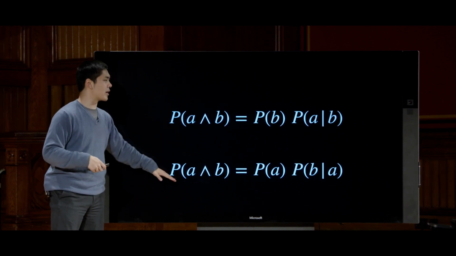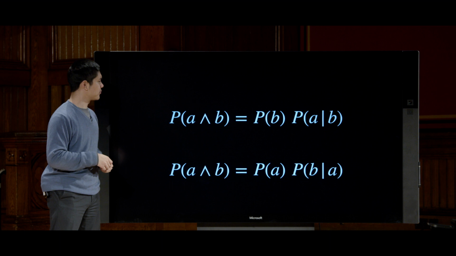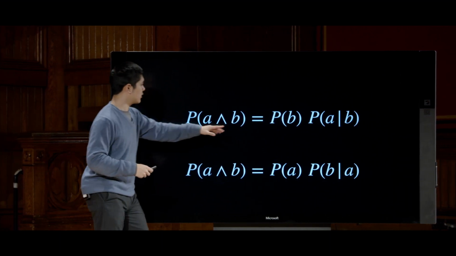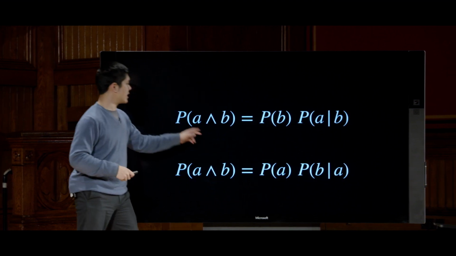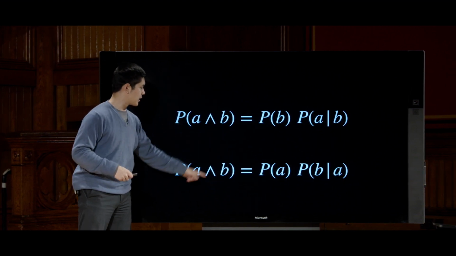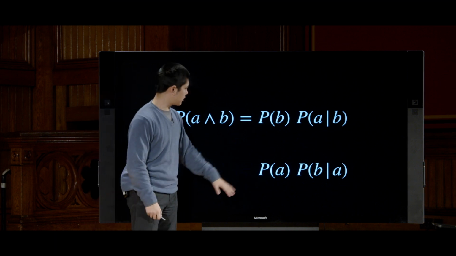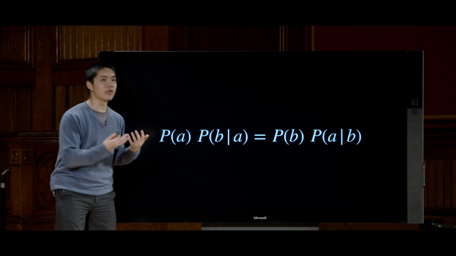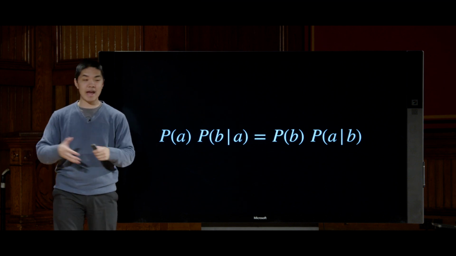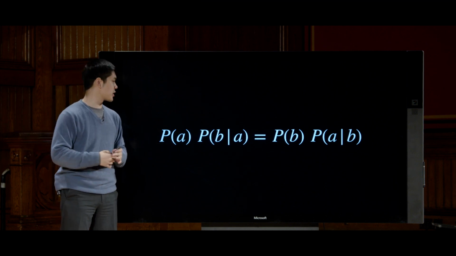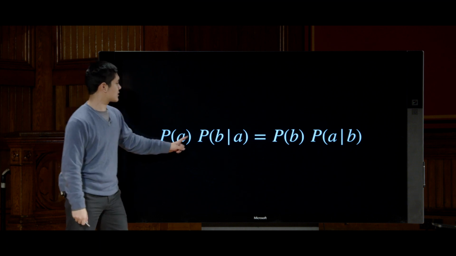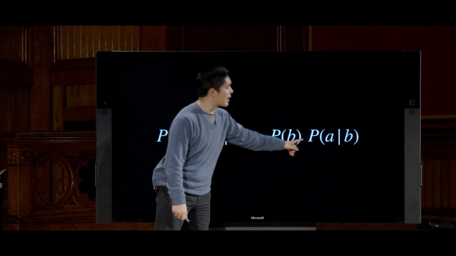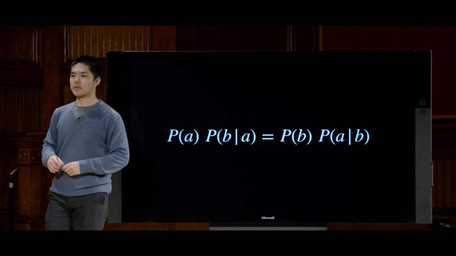So we know that these two equations are already true. We've seen that already. And now let's just do a little bit of algebraic manipulation of this stuff. Both of these expressions on the right-hand side are equal to the probability of A and B. So what I can do is take these two expressions and set them equal to each other. If they're both equal to the probability of A and B, then they both must be equal to each other. So probability of A times probability of B given A is equal to the probability of B times the probability of A given B.